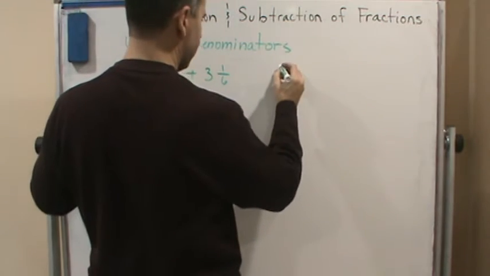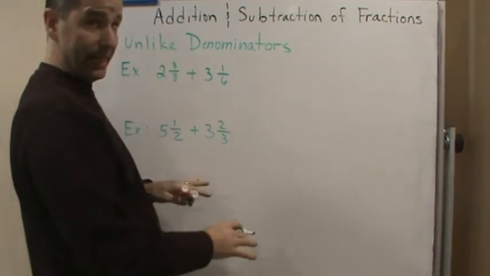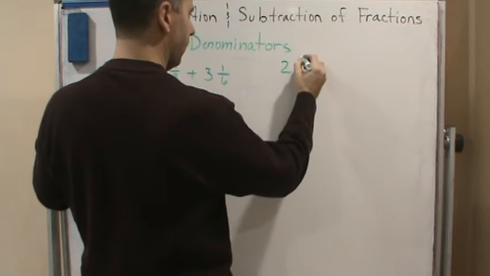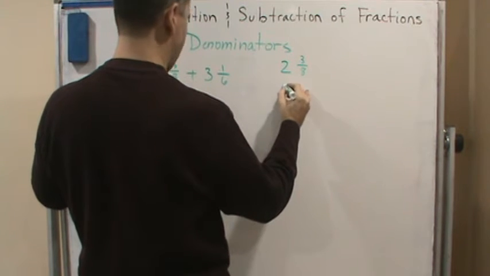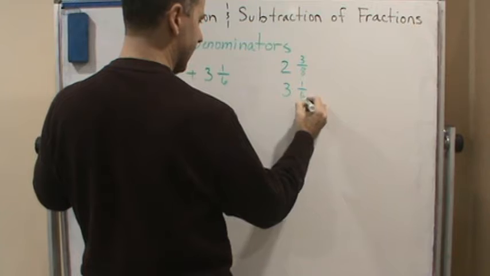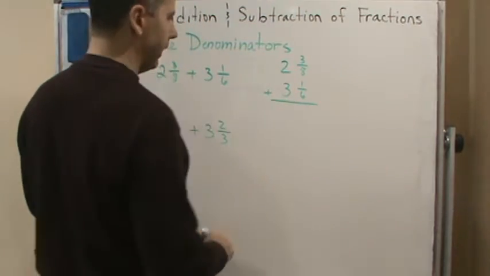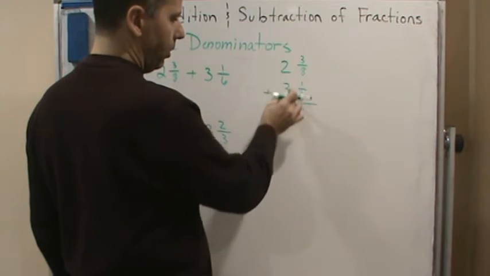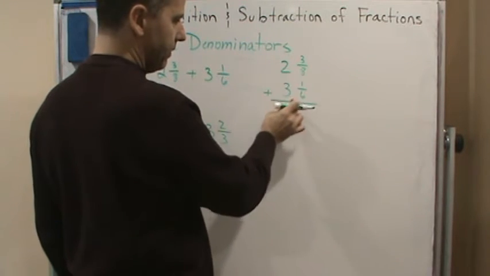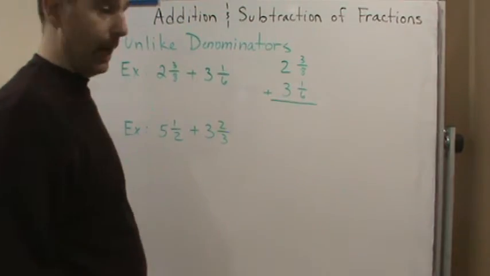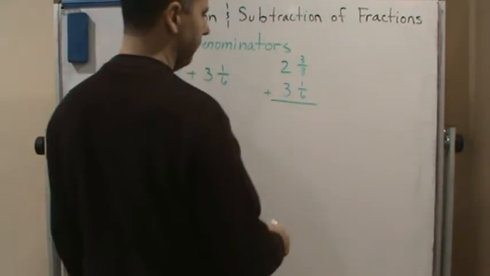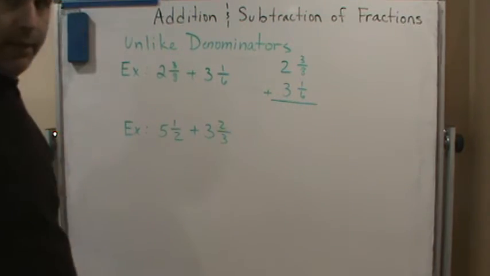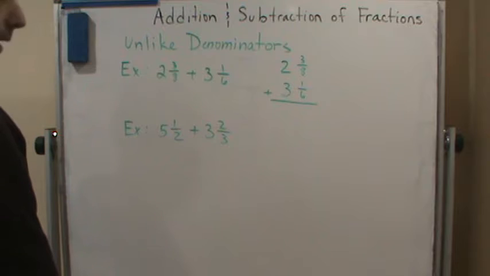The way I would do this is I'm going to set this up so it's easier to see how I'm going to add. I'm going to add vertically. So I'm going to write 2 3/8 and 3 1/6. I'm taking the whole numbers, the ones digits, and lining them up, and then the fractional parts I'm lining up. If I add, I'm going to add the whole numbers and then add the fractional part, and then regroup as necessary.